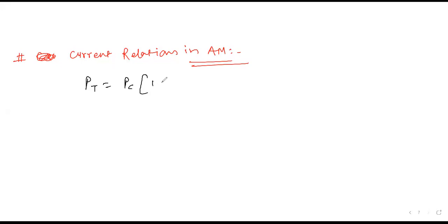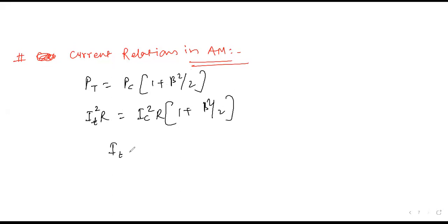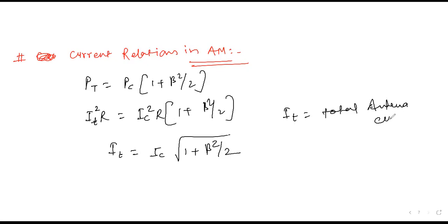Do you know what PT is? PT equal to PC times 1 plus beta square by 2. Okay, so this can be written here. Total current IT square into R equal to IC square into R times 1 plus beta square by 2. So IT equal to IC under root 1 plus beta square by 2, where IT equal to total antenna current, and IC is carrier current, or this is called unmodulated current.